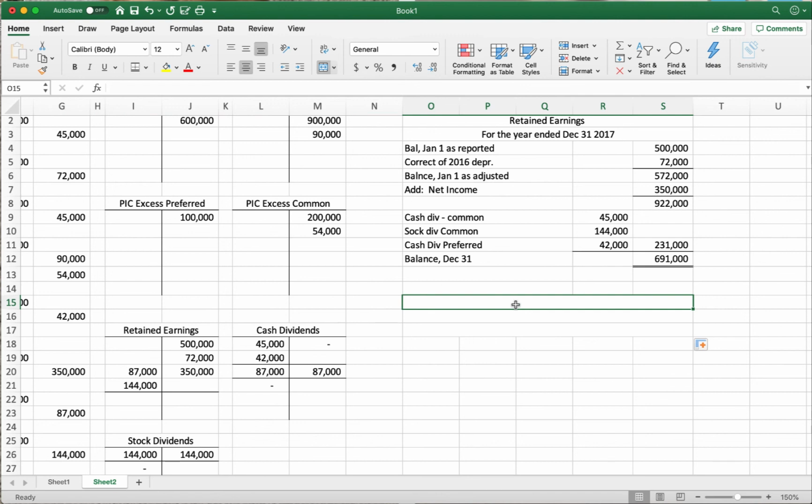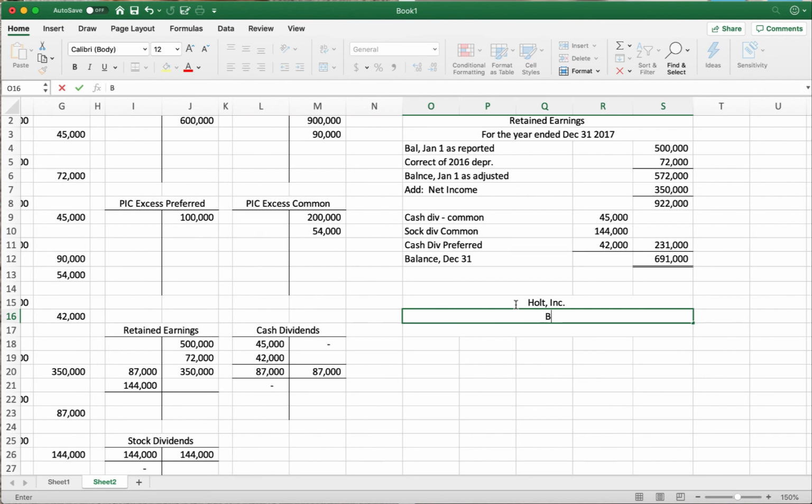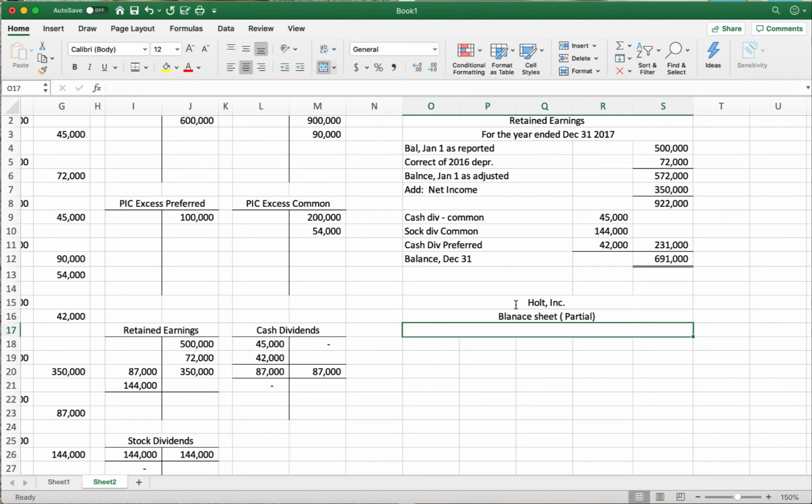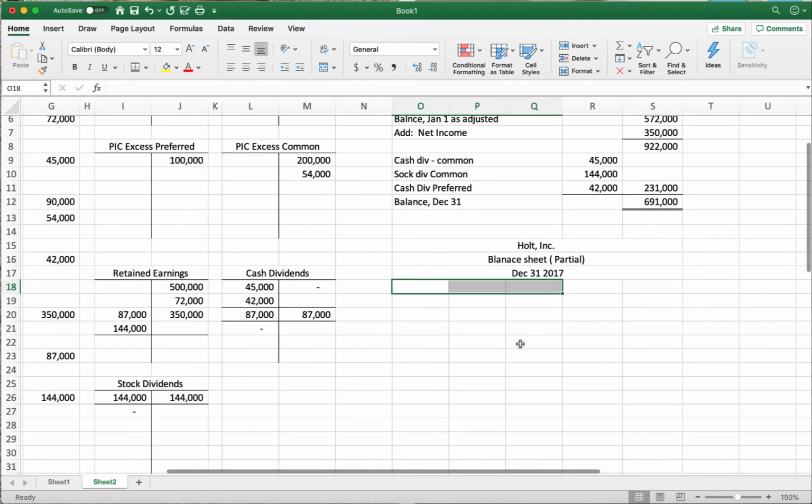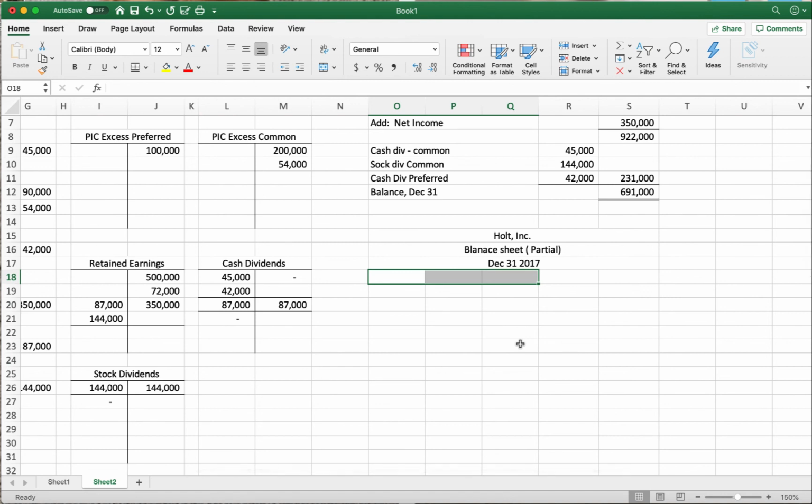Okay, so we're dealing with Holt Incorporated. This is the balance sheet. Well, actually, it's a partial balance sheet. And what's the date? Well, the date is December 31, 2017. Now, work with me here. Please pay special attention to how we're lining things up and going from there.